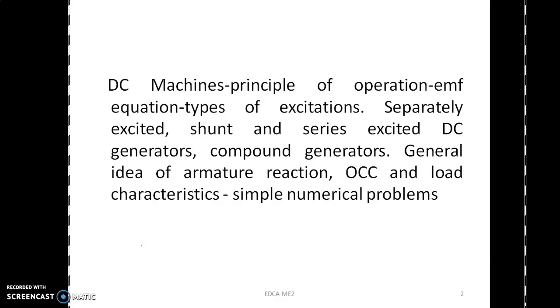Hello, we are going to start the first module of electric drives and control for automation. In the first module, we are going to see the DC machines and their principle of operation, mainly the DC generator.